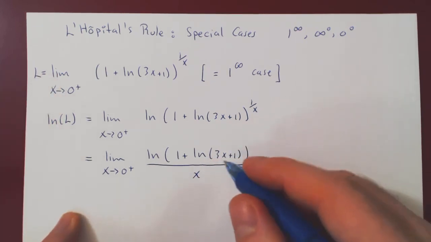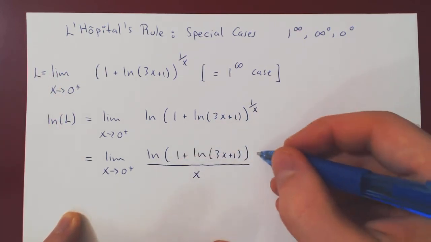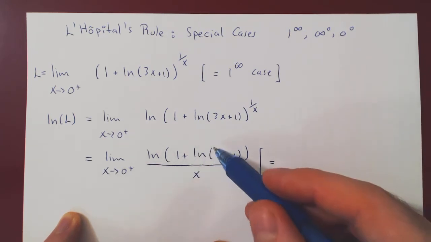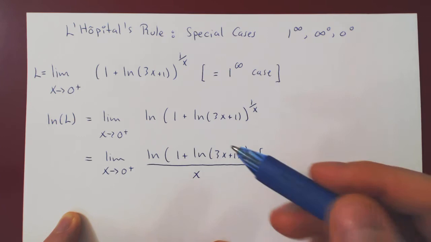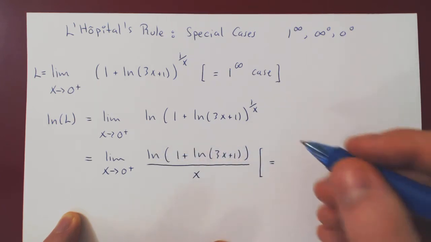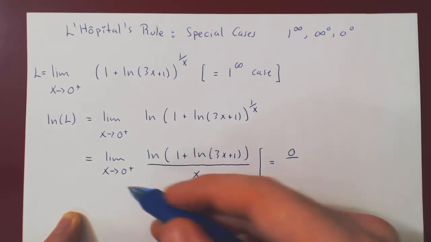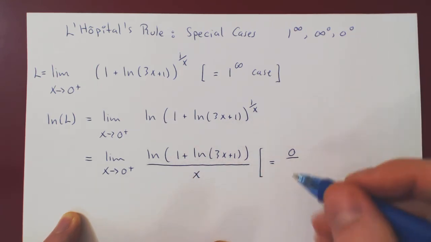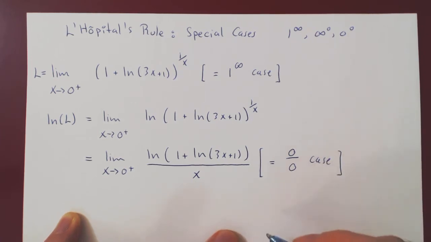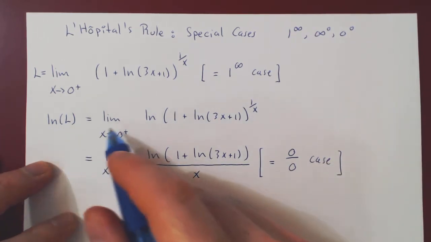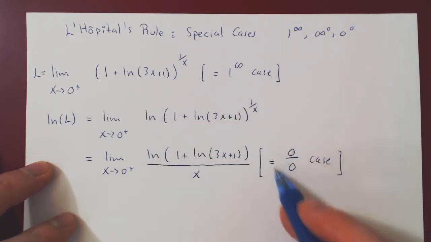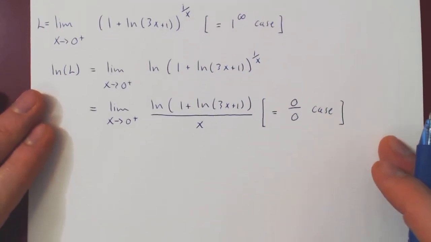And now we can ask, what is the case of this limit? Well, as we said before, as x goes to 0, 3x goes to 0. This leaves us with ln of 1, which is 0. Over, and clearly here, as x goes to 0, x goes to 0. So as we said, by taking the ln of the limit and rearranging a little bit, now we can use L'Hopital's rule.